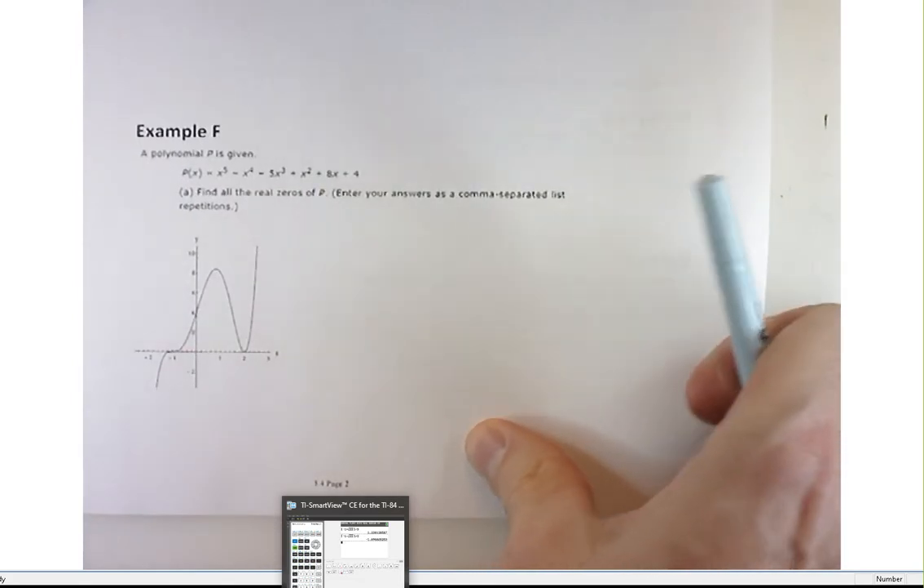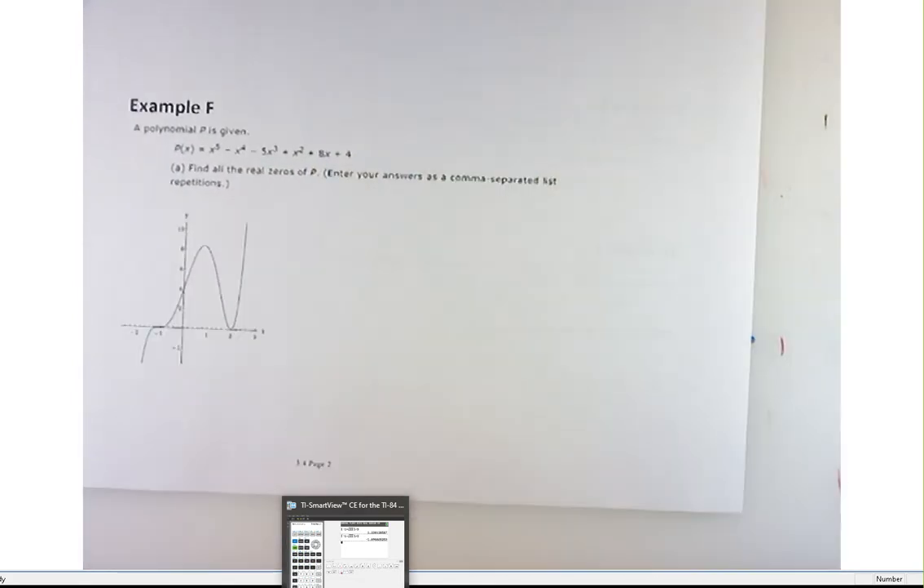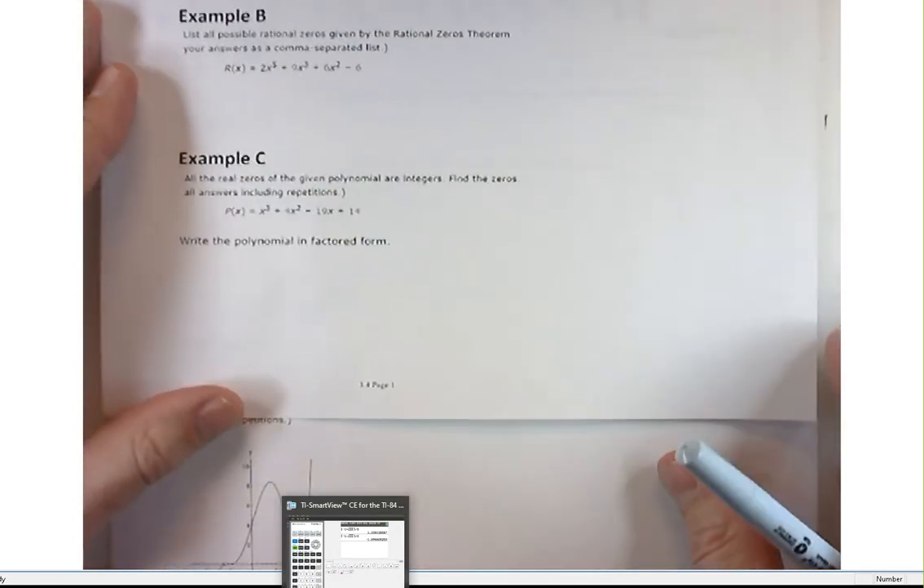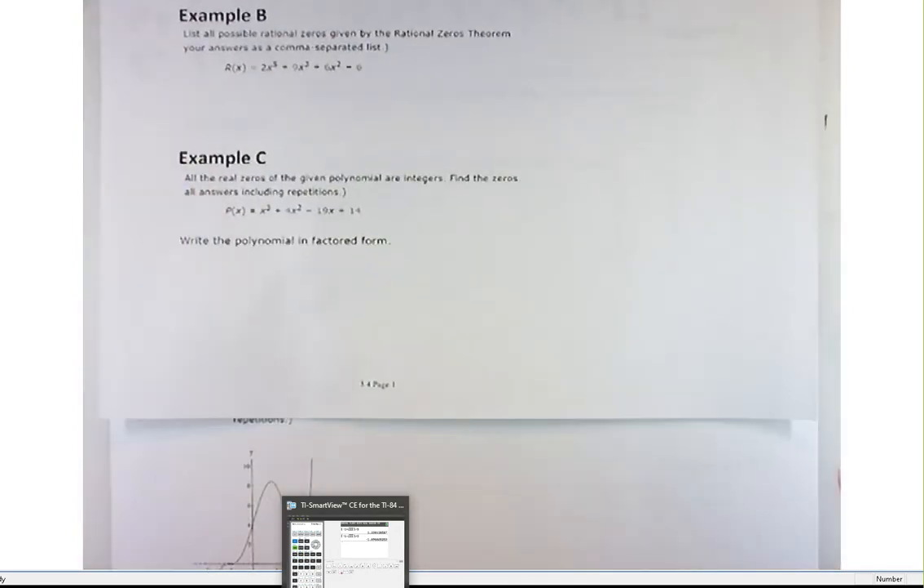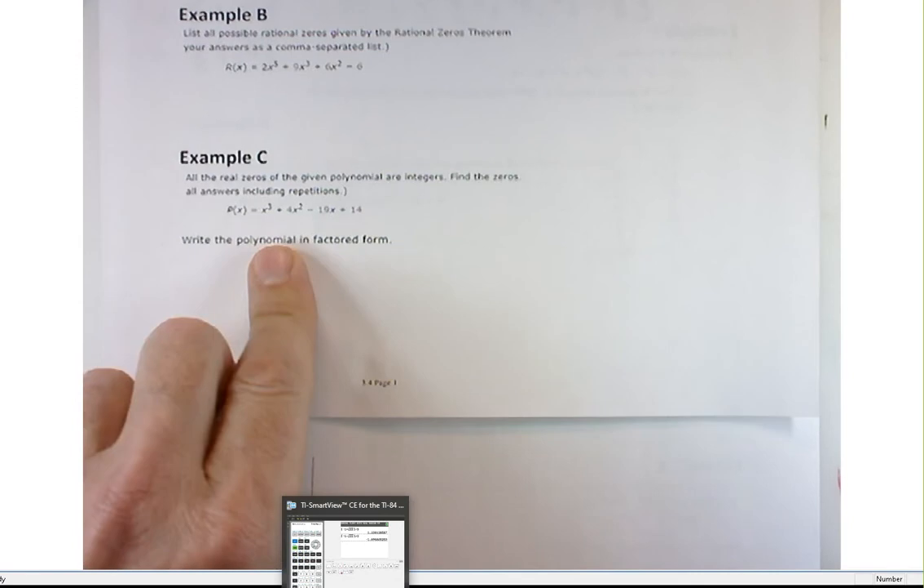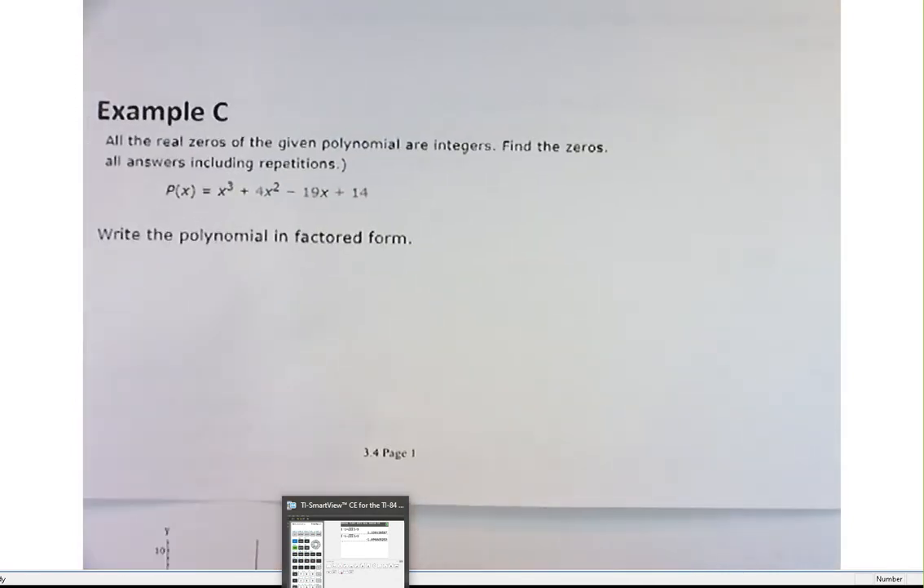Let me take a look back at example C, see if it's worth doing example C. It probably is. Just overlooked it. Yeah, C was on the front side of this. It says find all the real zeros of the given polynomial, they're integers, and then write the polynomial in factored form. Now this one, given all we've done, is a piece of cake.